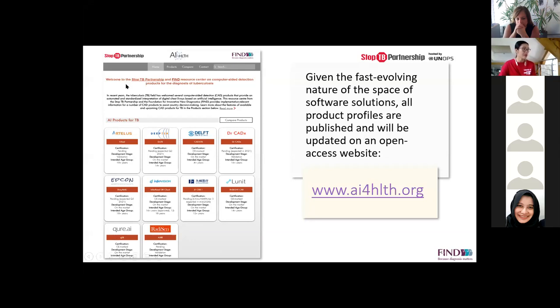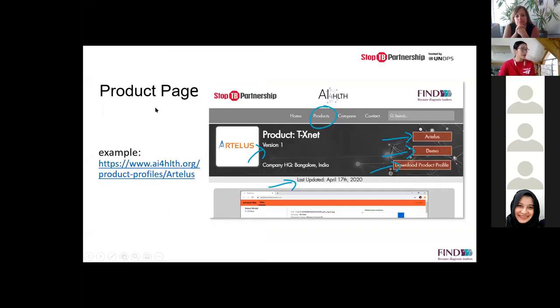So this is the home page, and once you click on individual, these are the showboxes of individual CAD products. Once you click on each one of them, you can see the product page, or you click on the product tab. This is just an example. In the product page itself, you can see the name of the company and the name of the product, and there will always be a link to the company's homepage. If a demo page is available, it will be provided here for you to play around with their demo version.